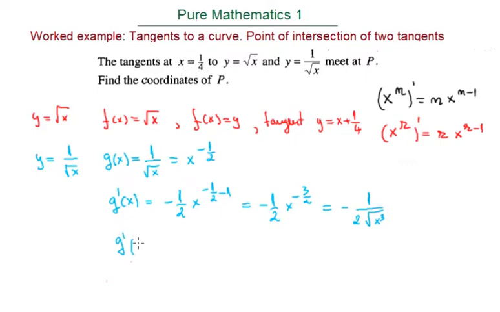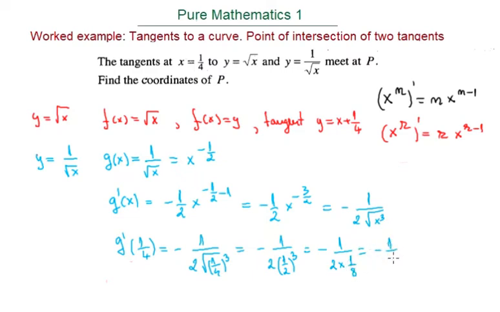So we'll find the gradient, g dashed of 1 over 4, which is equal to minus 1 over 2 times the square root of 1 over 4 cubed. This is equal to minus 1 over 2 times 1 over 2 cubed, which is then equal to minus 1 over 2 times 1 over 8. So it's minus 1 over 1 over 4, which is equal to minus 4.